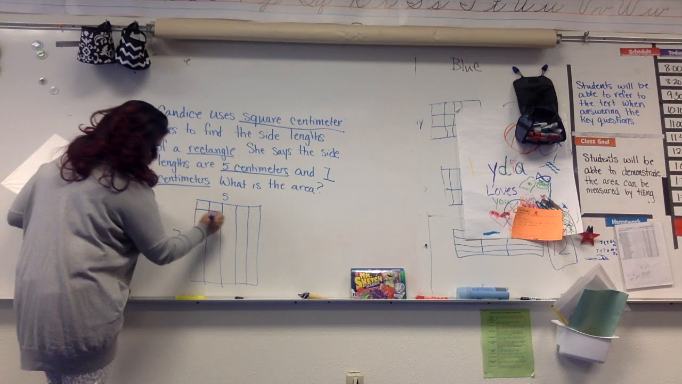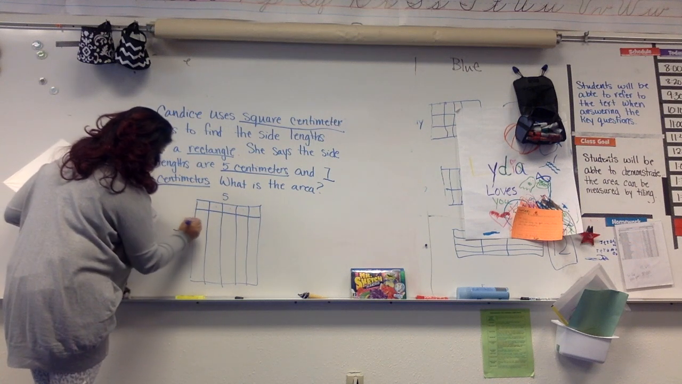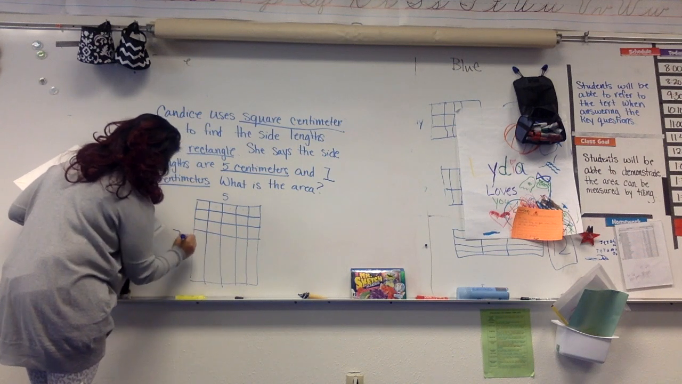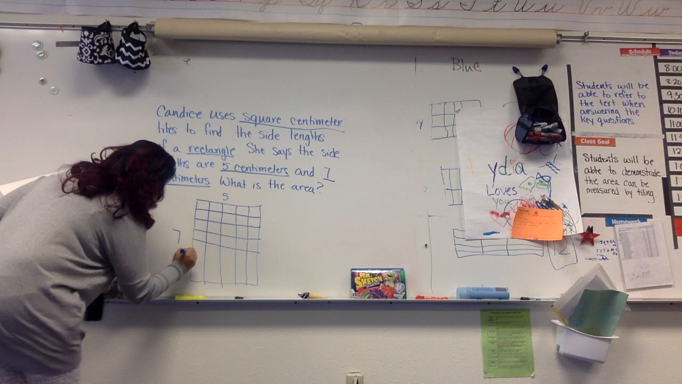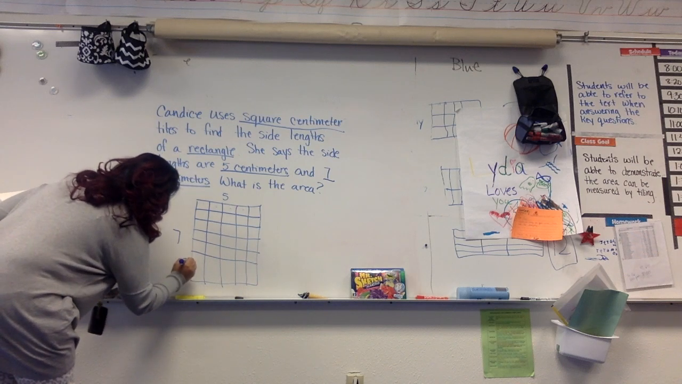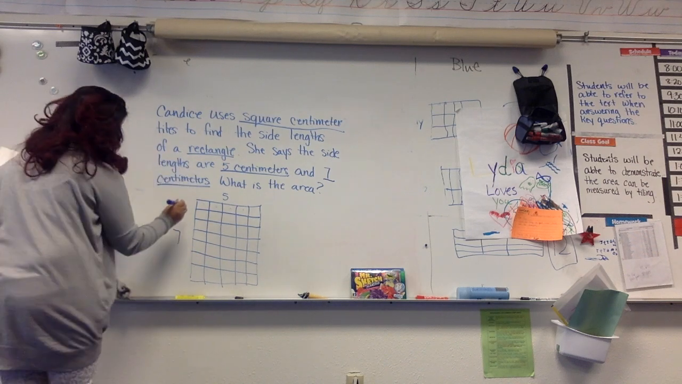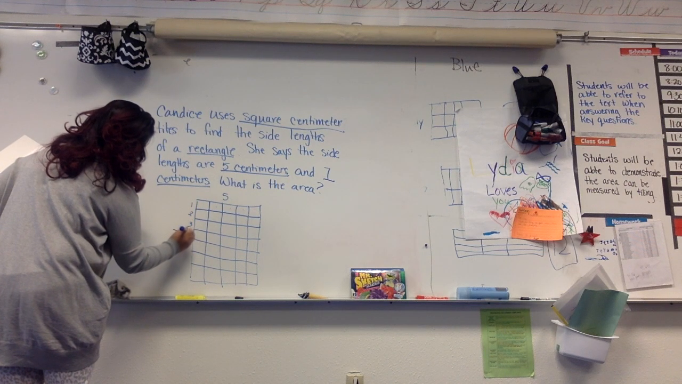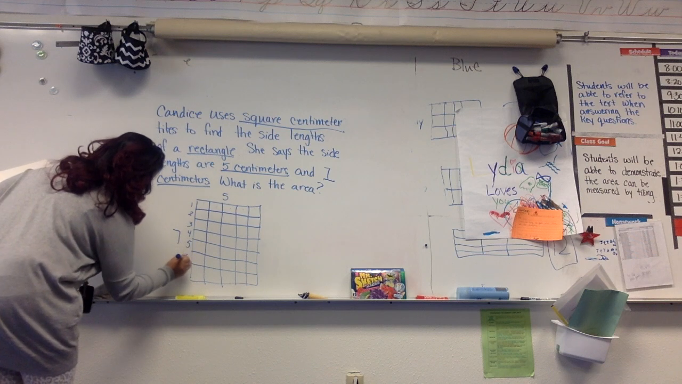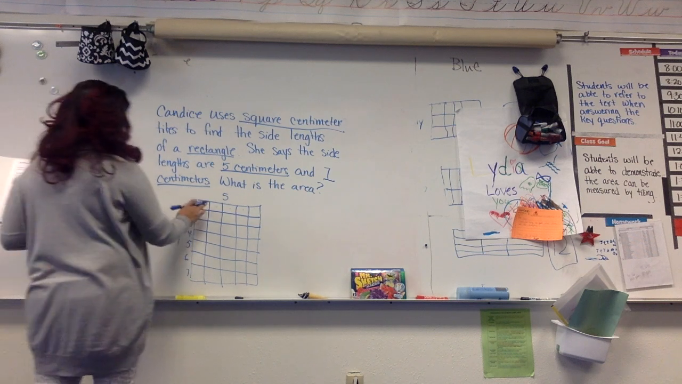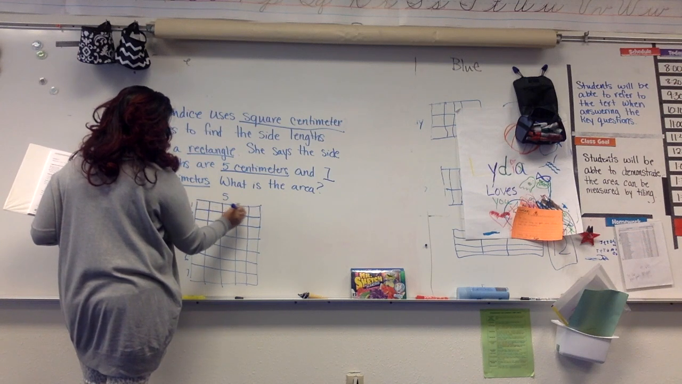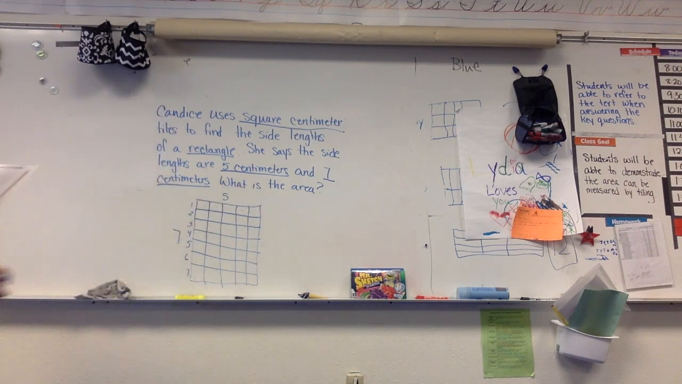So 1, 2, 3, 4, 5, 6, and 7. So I have 1, 2, 3, 4, 5, 6, 7 rows. And in each row there should be 5. 1, 2, 3, 4, 5. Perfect. So I should be able to figure out the area.